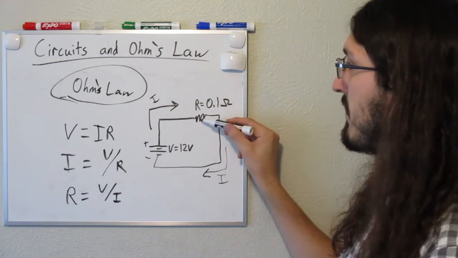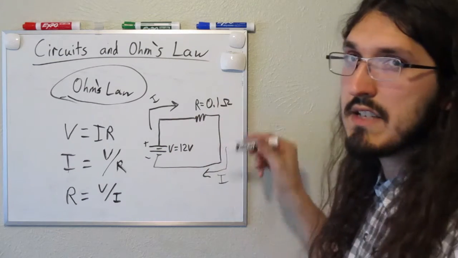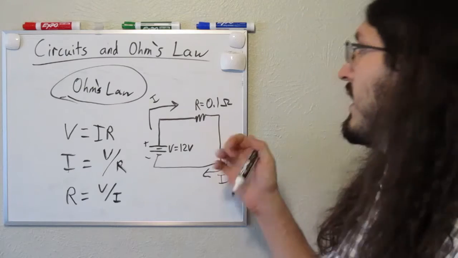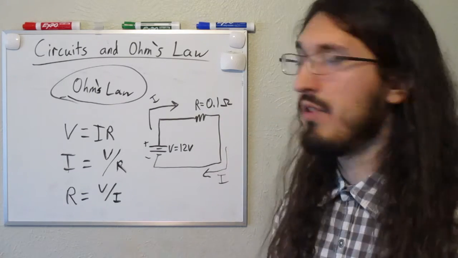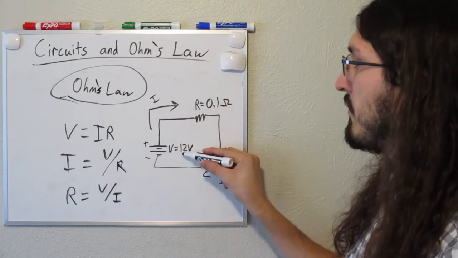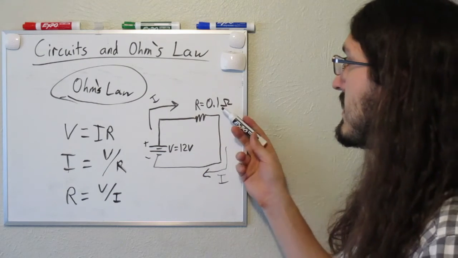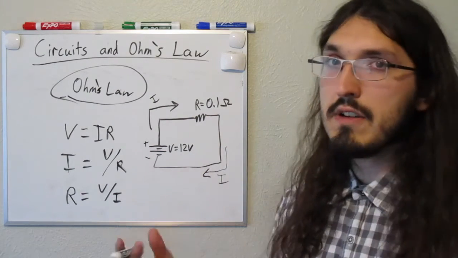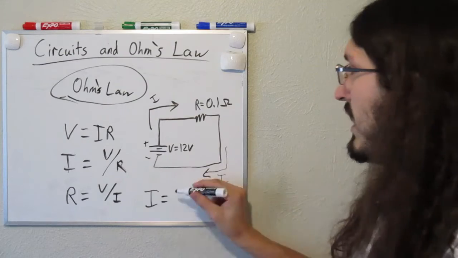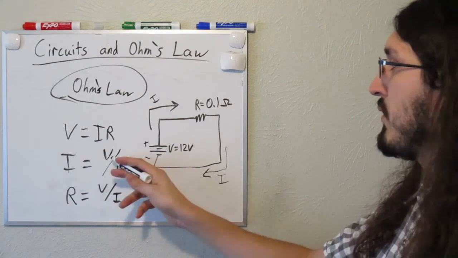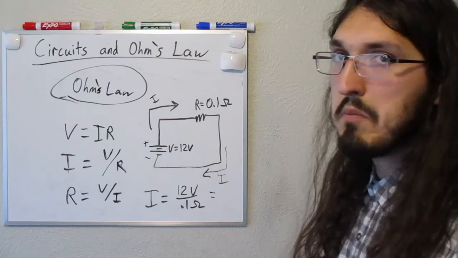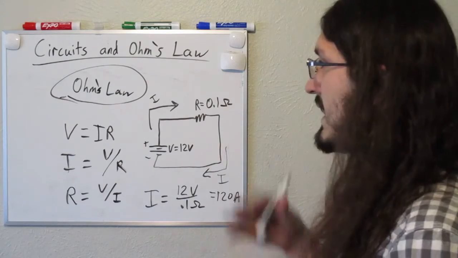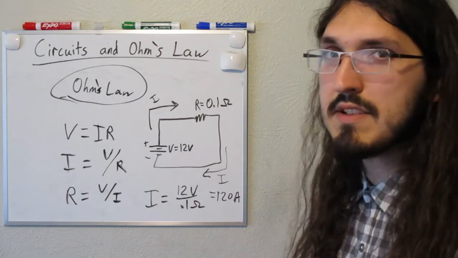And then here I also have a resistor. We use these zigzag lines to represent resistors in a circuit. And here I notated that this one has a resistance of 0.1 ohms. Okay, so I know the voltage is 12 volts. I know the resistance is 0.1 ohms. If I want to solve for current, I would use this equation. I would plug in my numbers, 12 for voltage and 0.1 for R. Okay, and 12 divided by 0.1 is 120. In this particular circuit, there's 120 amps of current.